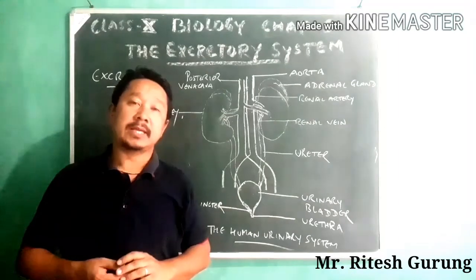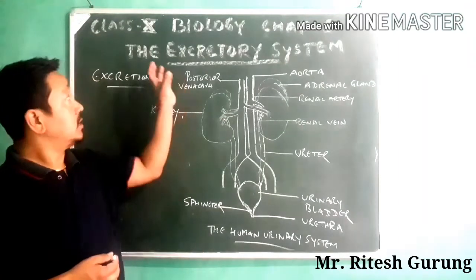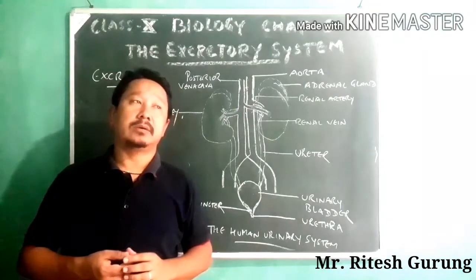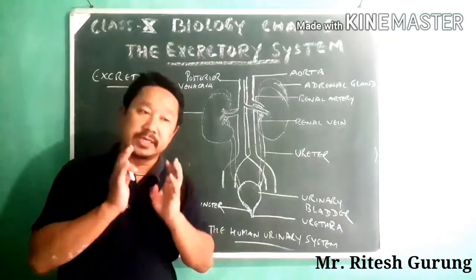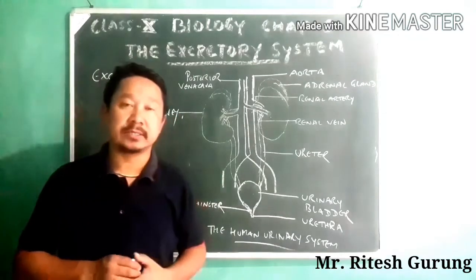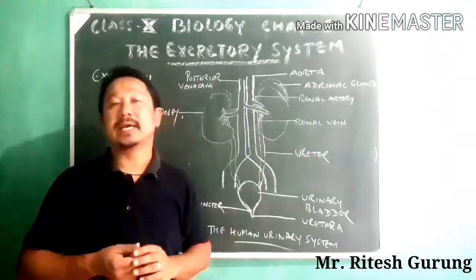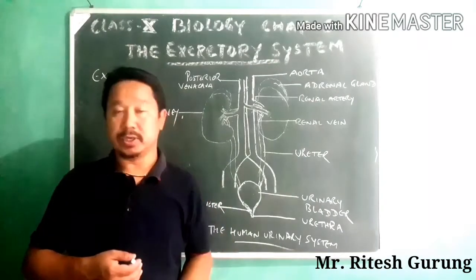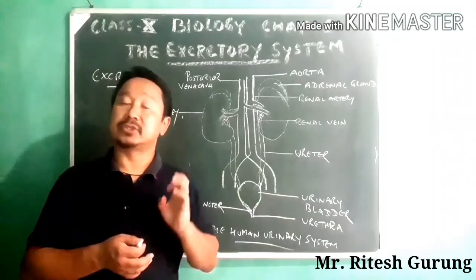The excretory system is the system where the organs are involved in the formation, storage and elimination of urine out of the body. So that is your excretory system.